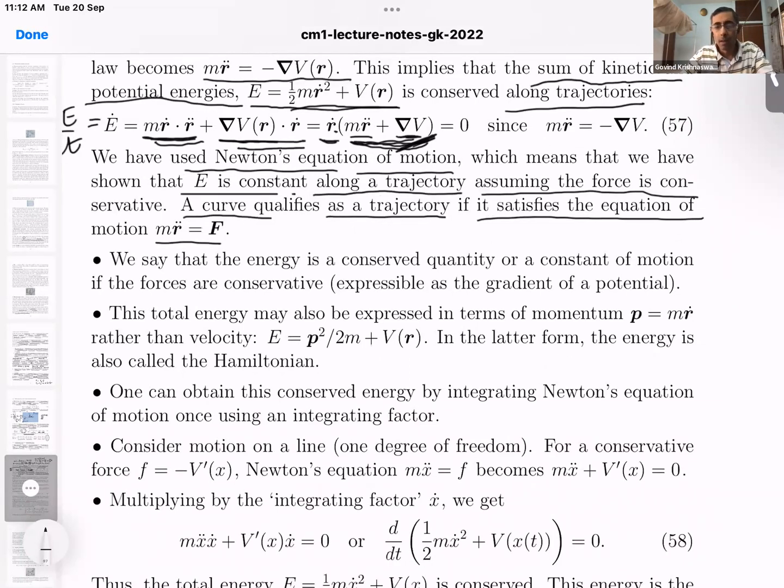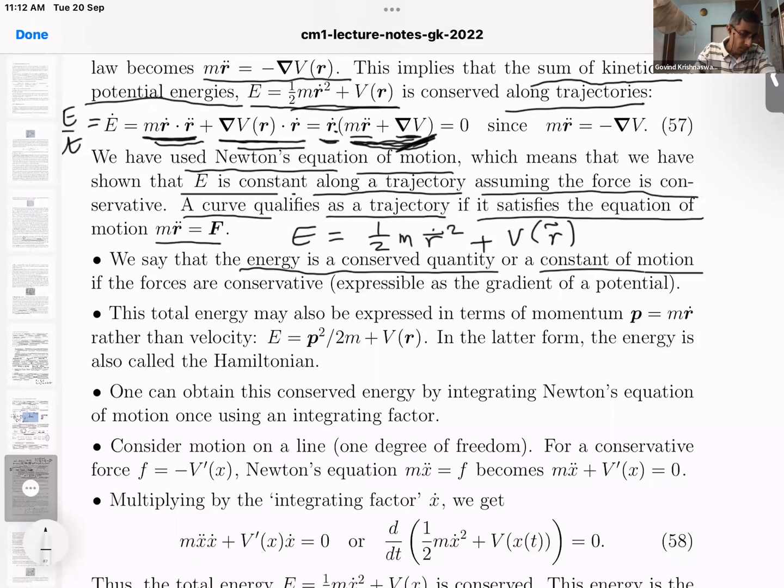So now we say that the energy is a conserved quantity. Finally, what is the formula for energy? It is basically half m r dot squared plus V of r. This is a very simple and nice formula worth bearing in mind. We say that the energy is a conserved quantity or a constant of motion, in the sense that it doesn't change as the system undergoes its dynamics. If the forces are conservative, that is, expressible as a gradient of a potential, then under those circumstances the energy is conserved.